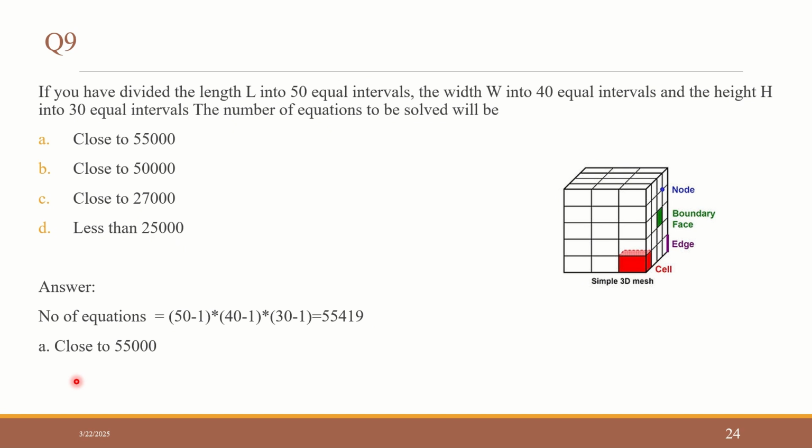So option A, close to 55,000, is the right answer. One good thing with these problems is that you can give an approximate solution. You are not asked to provide the exact solution. It is close to 55,000.